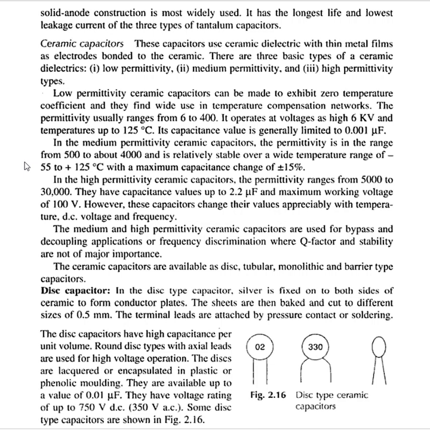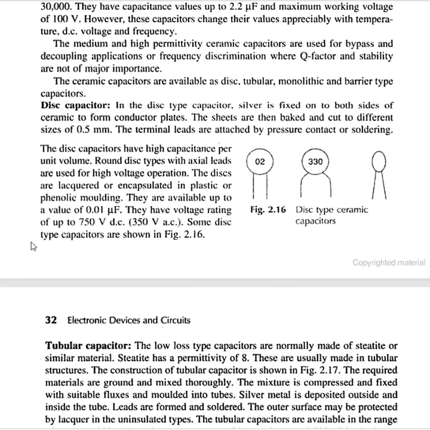The ceramic capacitors are available as disc, tubular, monolithic, and barrier type capacitors. Disc capacitor. Silver is fixed on both sides of the ceramic to form conductor plates. The sheets are then baked and cut to different sizes of 0.5 millimeter. The terminal leads are attached by pressure contact or soldering. The disc capacitors have high capacitance per unit volume.